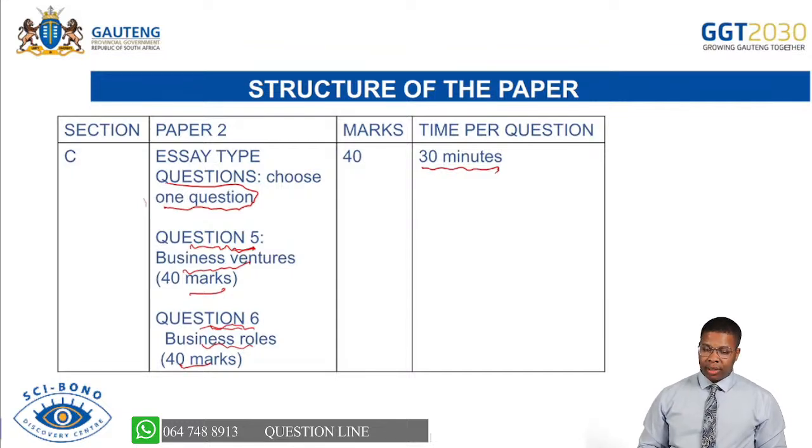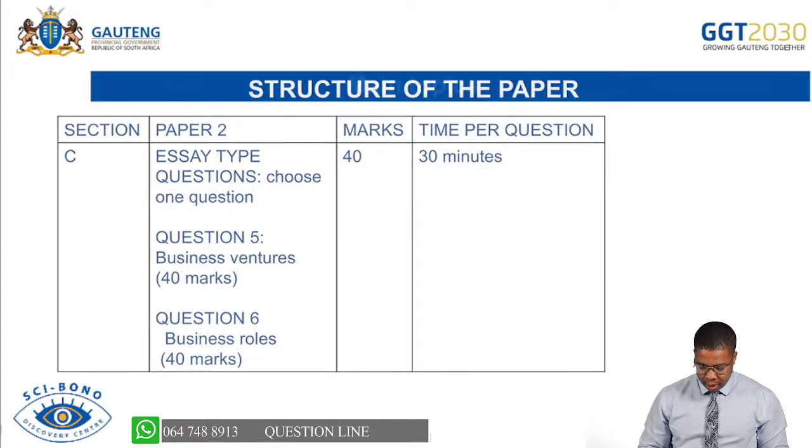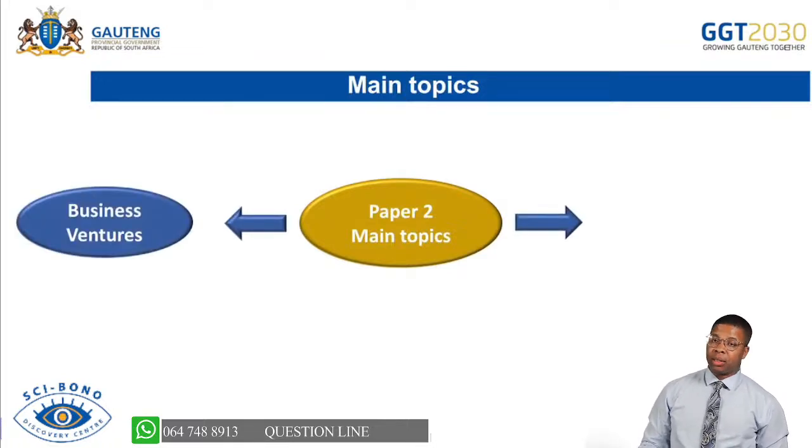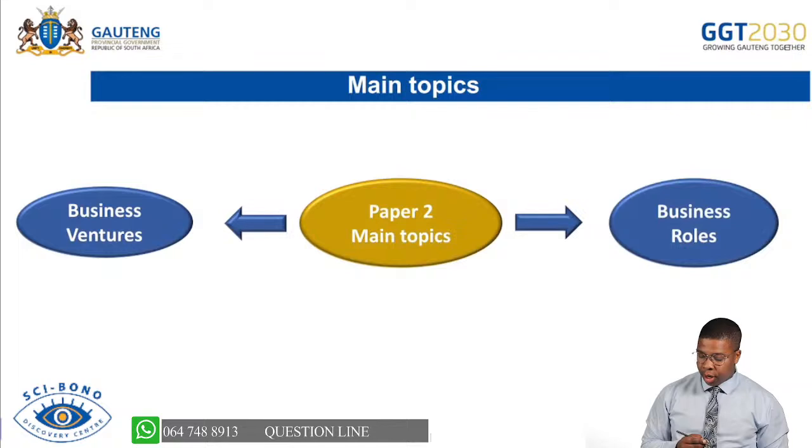Now, let us look into the subtopics that we deal with in paper 2. We'll look at what is under business venture, what the subtopics are, and we'll also look into business role and say, under business role, what do we have as subtopics. Now, paper 2 main topics. The first one is business venture, which will assess question 2, 4, and 5 together with question 1, because question 1 is compulsory. Then we also have question 3, which will assess business role. So business role will assess question 3, 4, and 6. So this is how the structure is.